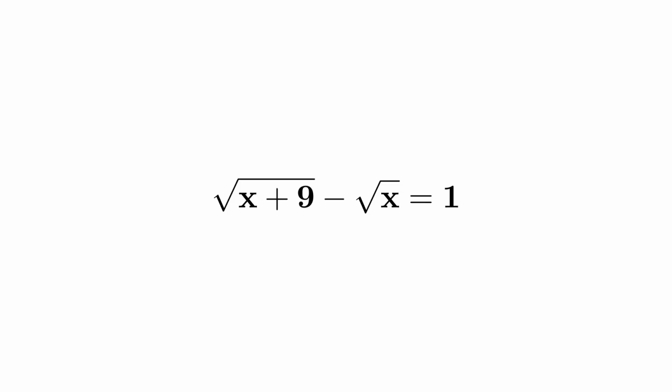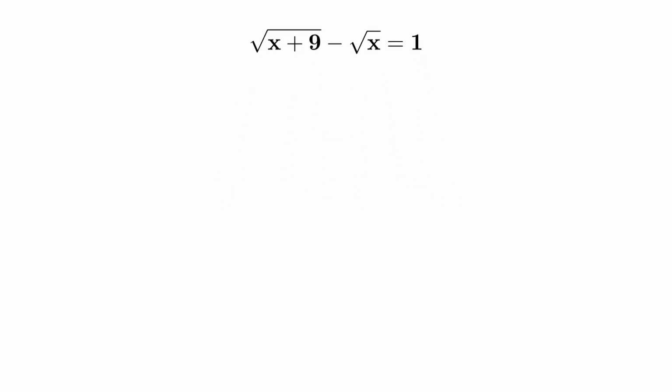Let us watch how to do it in this case. Isolate first, move the lone square root of x to the other side. So root of x plus 9 equals 1 plus root of x. Now square both sides. X plus 9 equals 1 plus 2 root x plus x.